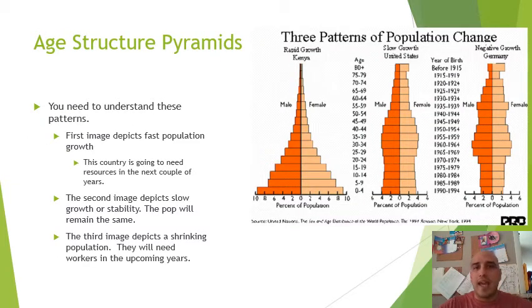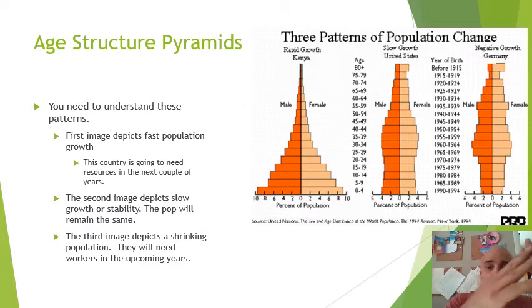So here we have the age structure pyramids, and these age structure pyramids, you want to get really familiar with them. They're always on exams, so you definitely want to take a look at them. Here we have 3 patterns. We have a triangle, okay, and I don't want you to get this confused with stage 1 of the demographic transition. This is more like stage 2.